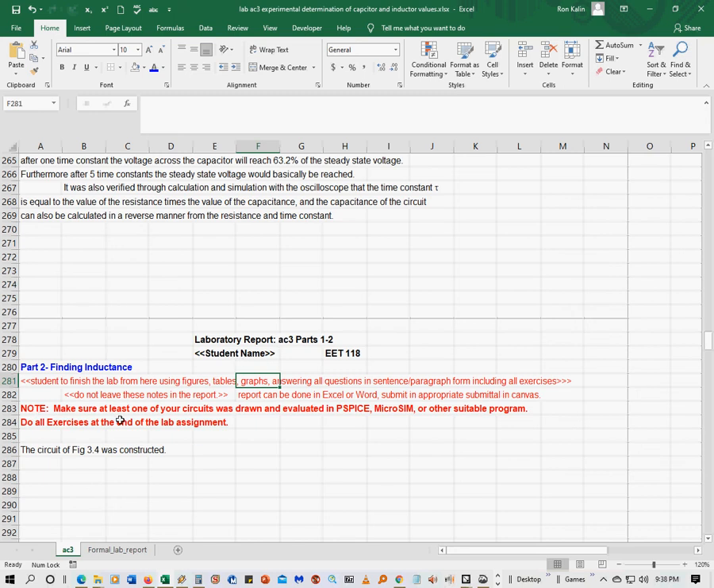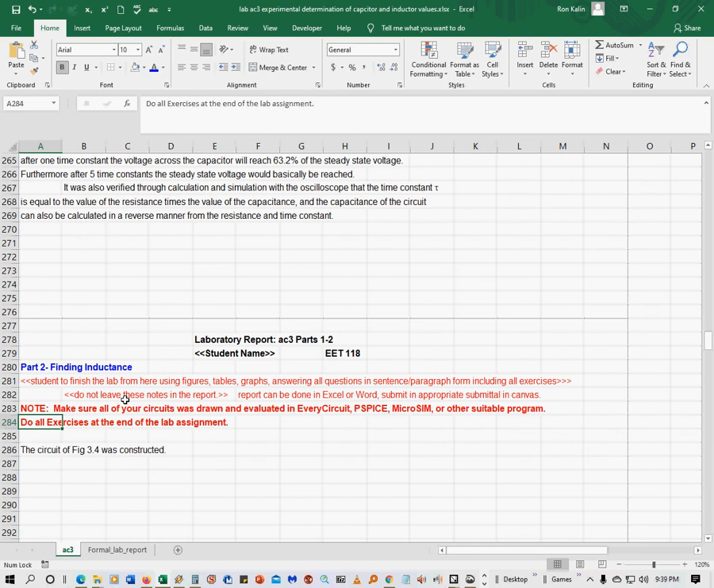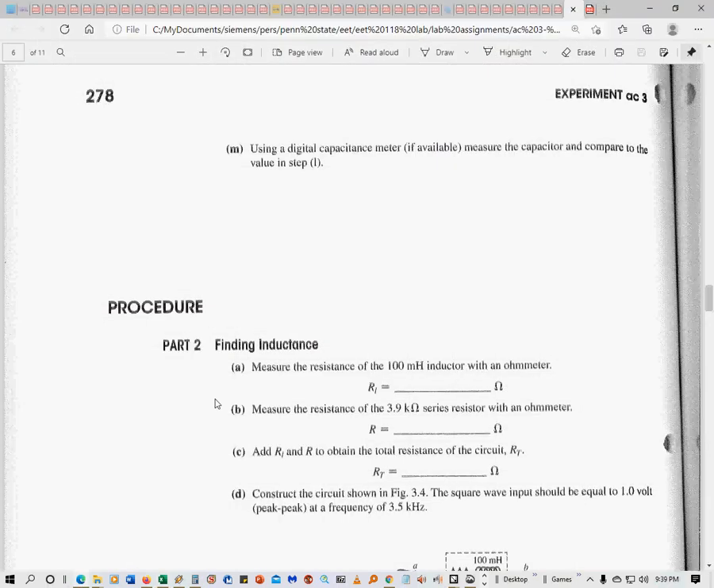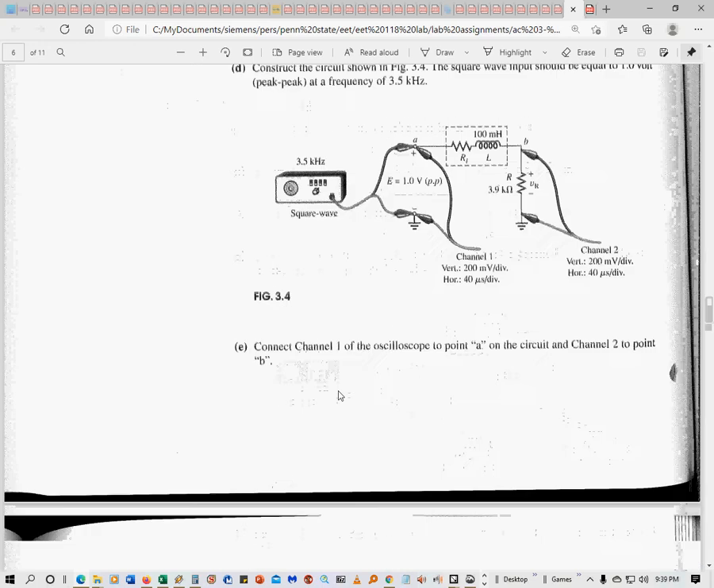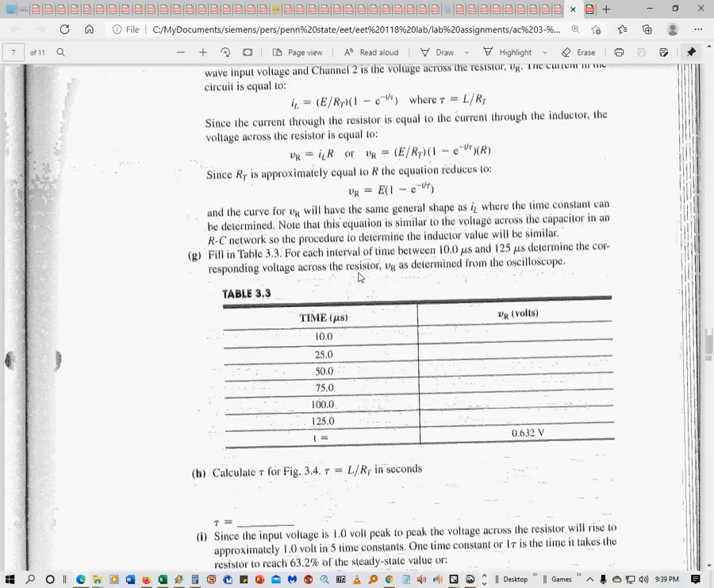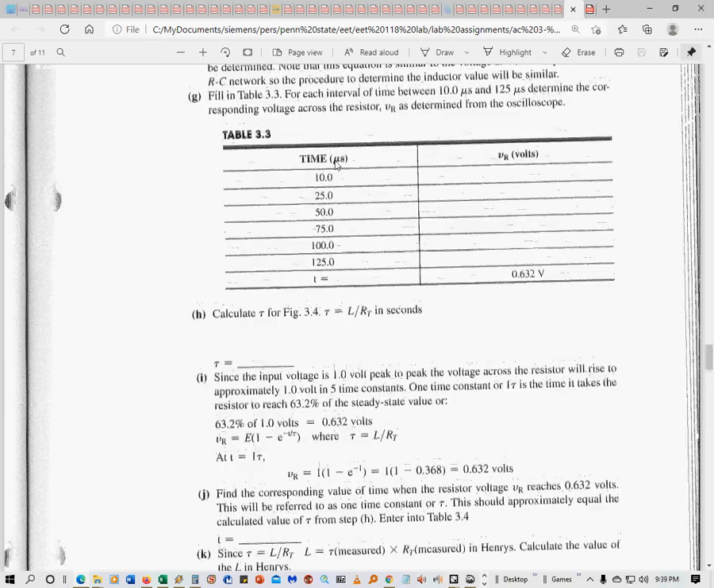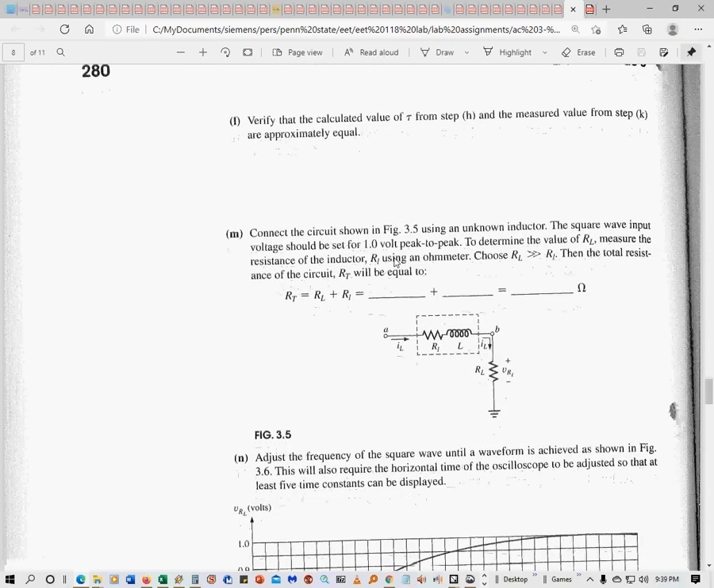And then make sure at least one of your circuits was drawn and evaluated. And I want you to do all of them in every circuit. So, and then do all the exercises at the end of the lab assignment. And then I started with figure 3.4, which is this figure here. And then you're going to have to go on and do a similar thing with the inductor, and then do a time study and find out the voltage across the resistor here, and then do some calculations.